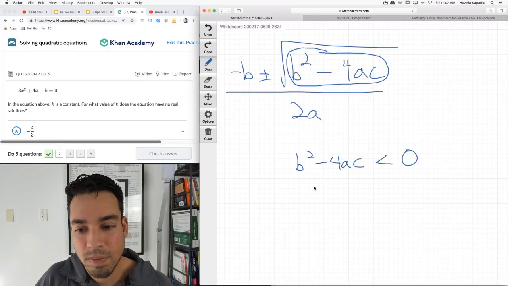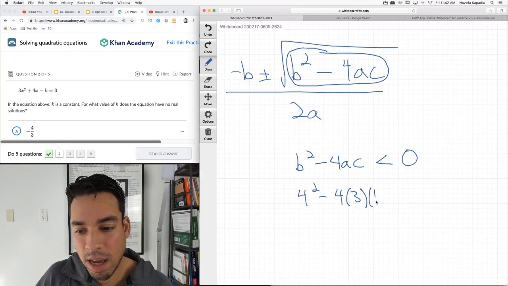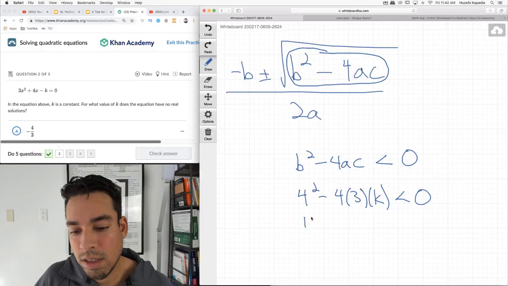So b squared is, the b is 4, so 4 squared minus 4. A is 3, it's that value right here. And then c is k, is less than 0. So then this is 16 minus 12k.